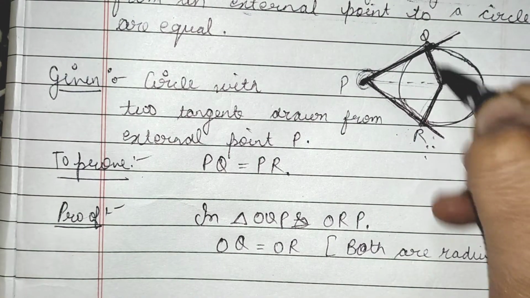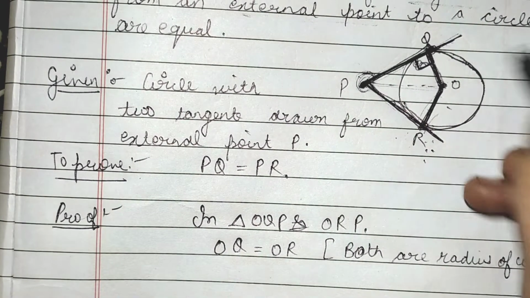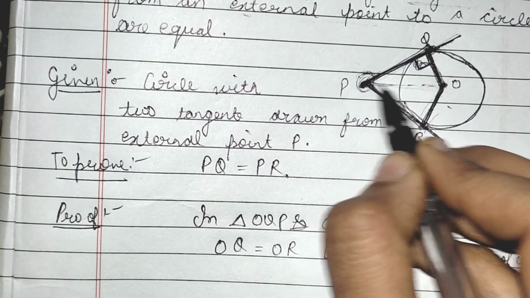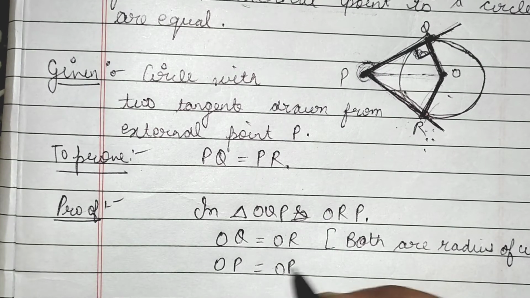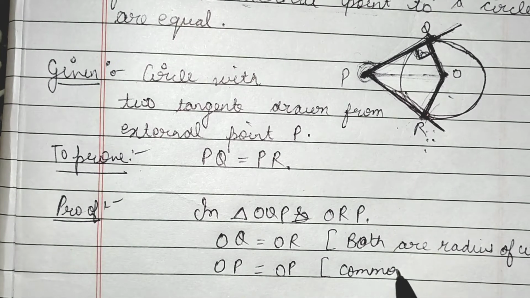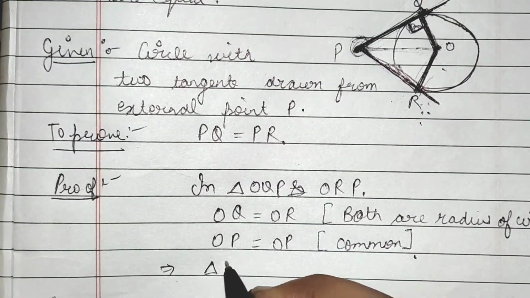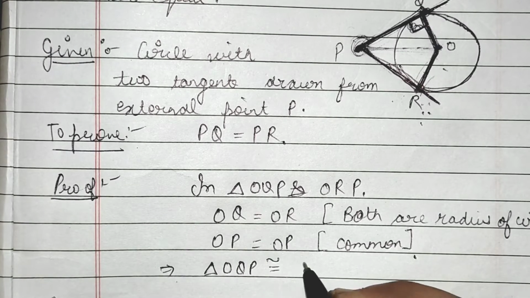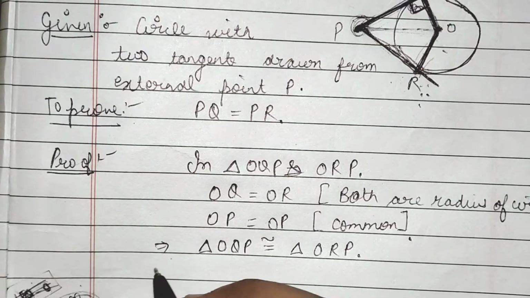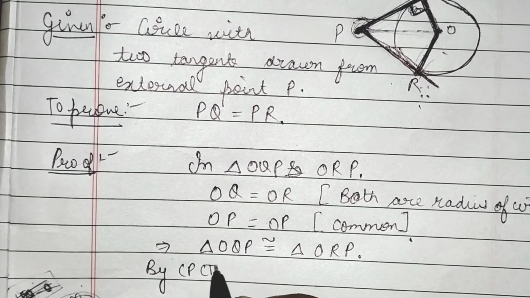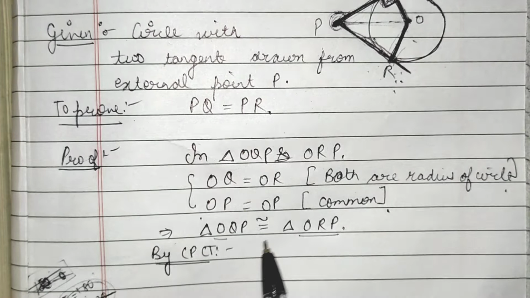OQ is equal to OR, both are equal because both are radii of the circle. Next, what we can say is that OP is a common line in both the triangles. OP is equal to OP. Why? Because it is a common line. Okay, so from these, it says that my triangle OQP is congruent to my triangle ORP. Okay, so by the congruence rule, the two triangles are congruent to each other.